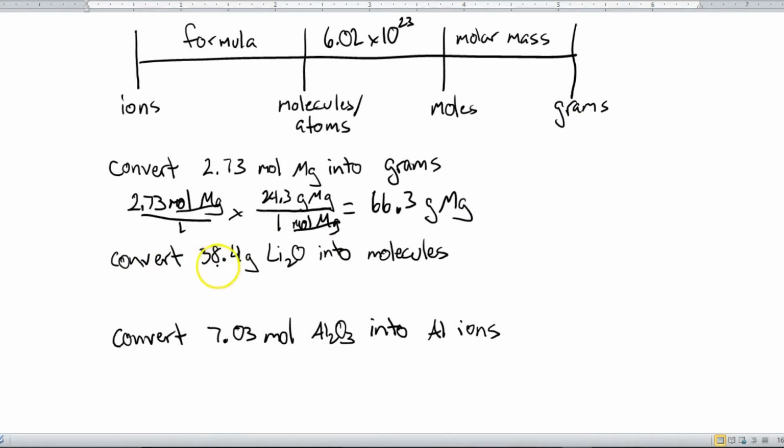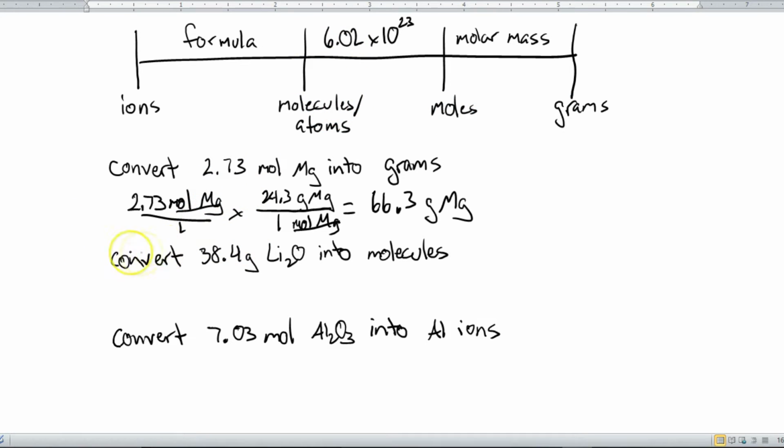So we're going to convert 38.4 grams of lithium oxide into molecules. Alright, so on my Molar Express, I'm starting over here at grams. It's asking you to come over here to molecules. But I can't do that in one step, because as you can see, I have to go through moles before I can get to molecules.